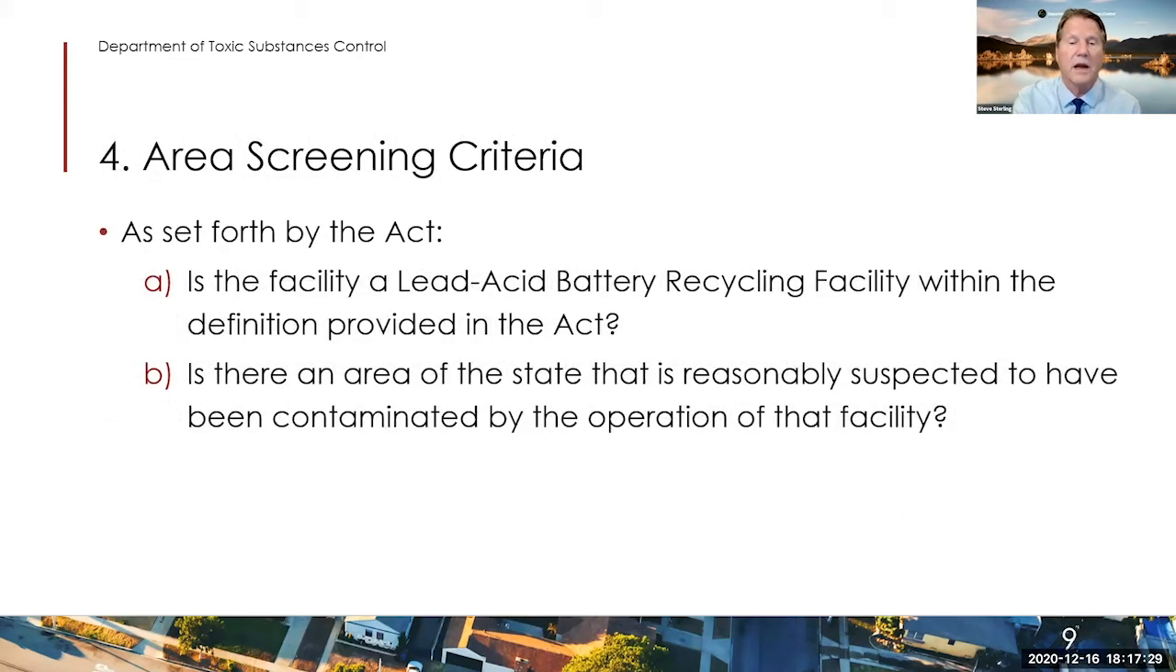Now on slide 9, we will discuss the first step in our efforts to screen potentially contaminated areas. The criteria used to screen areas include 2 primary threshold questions that first must be answered. These 2 questions ask, A, whether a facility is or used to be a lead-acid battery recycling facility, and B, is an area reasonably suspected of being contaminated by the operation of that facility.